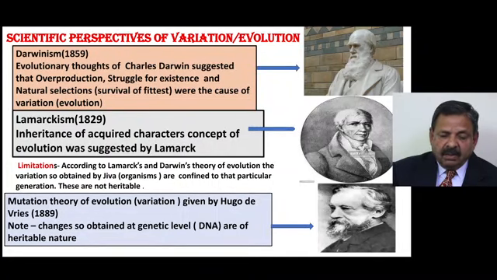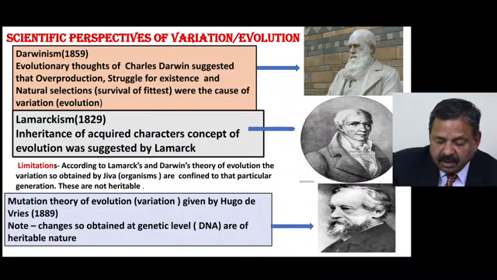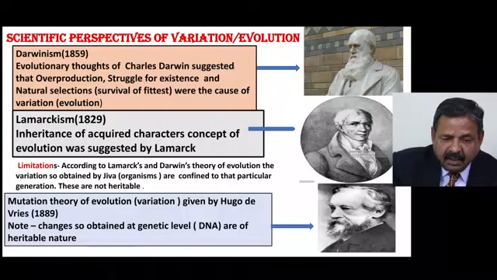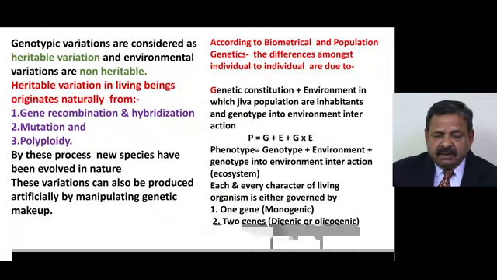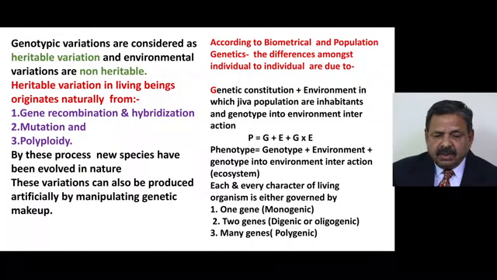So these are some of the limitations or drawbacks of Darwin's theory and Lamarck's theory of evolution. Later on, Hugo De Vries gave the mutation theory, and this is a very acceptable theory, because in this case he suggested that whatsoever changes are there at the DNA level will be inherited from parents to offspring, from one generation to another. So these are the earlier scientific perspectives of variation or evolution. Now you see that genotypic variations are considered heritable variations, and environmental variations are non-heritable. Whatsoever changes are made by environmental changes or external means are not heritable from one generation to another, but genotypic variations are considered heritable.